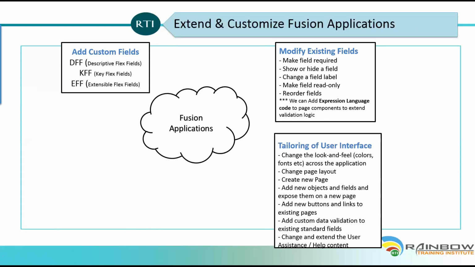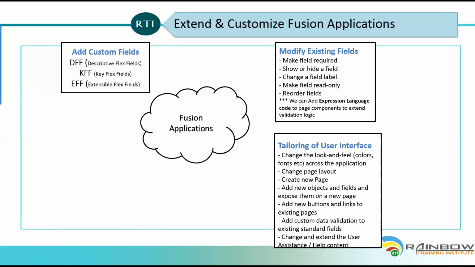Okay. And tailoring the user interface, like changing the look and feel, colors and fonts, changing the page layout. If you want to change the layout from 2 column to 1 column, or 2 rows to 1 row, or create a new page. But when I say creating a new page in the SaaS model, we cannot create a new page which can do DML operations, but we can create a page which can just query data and show it on the screen. So it's a limitation in the SaaS model.